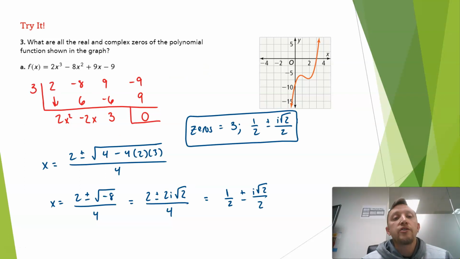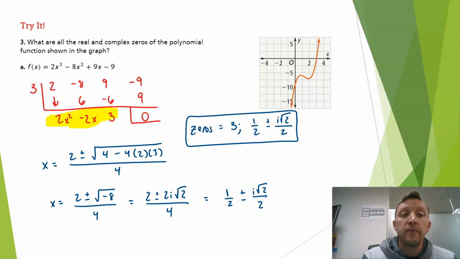So what you should have done here is you should have found, again, using synthetic division, that 2x squared minus 2x plus 3 would be your other factor. Okay, so x minus 3 times 2x squared minus 2x plus 3 would give you the original equation. So we found that other factor to be this, and we're going to use the quadratic formula on that piece.